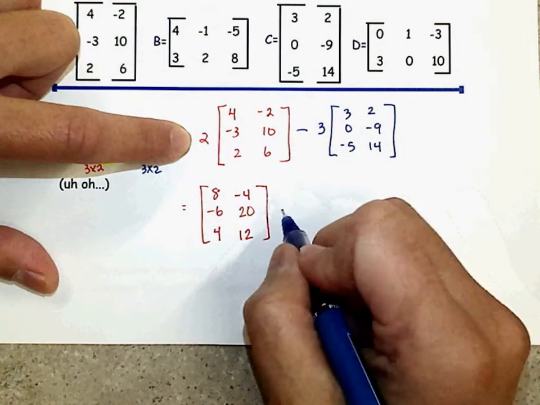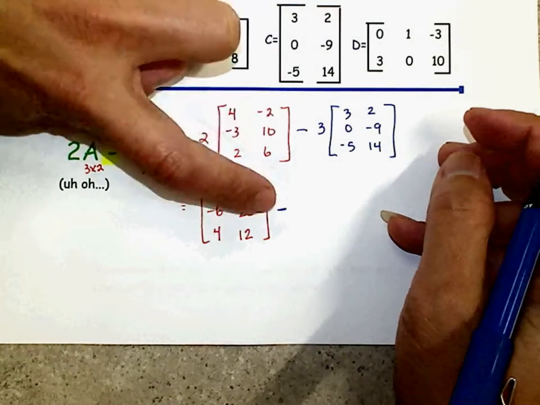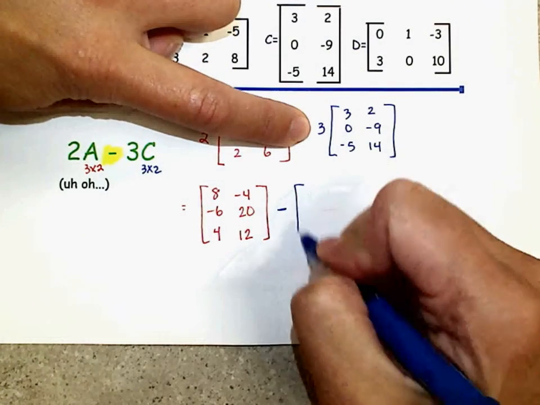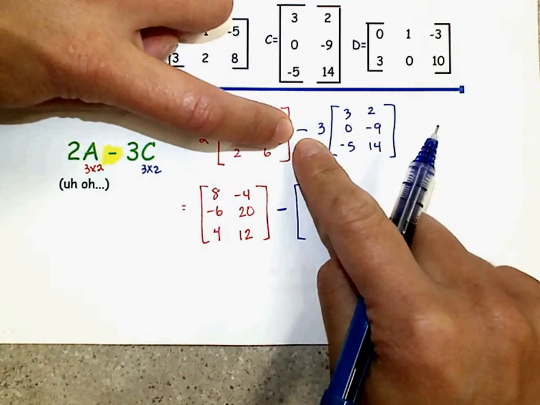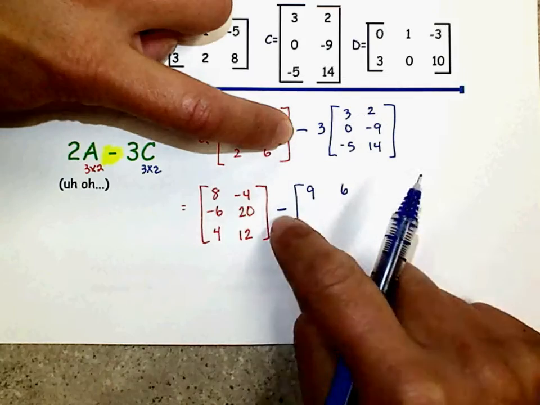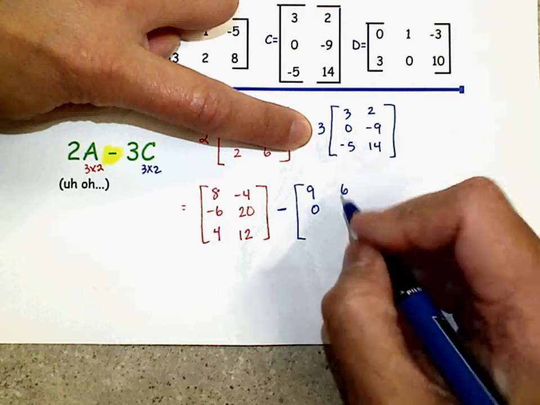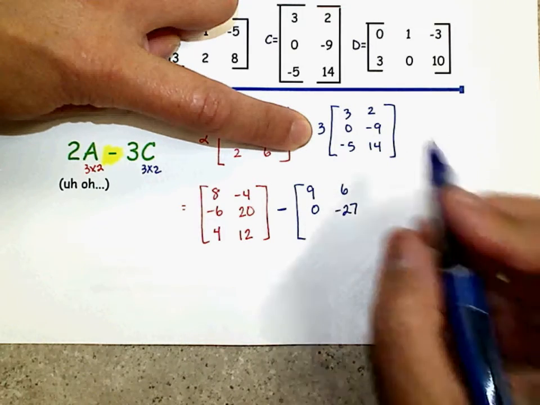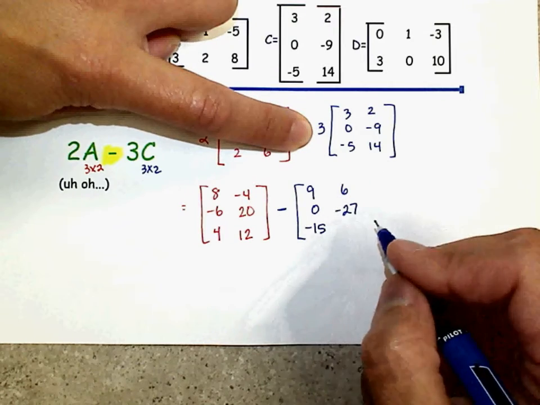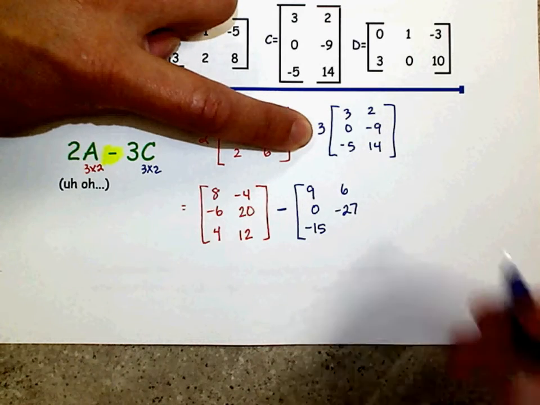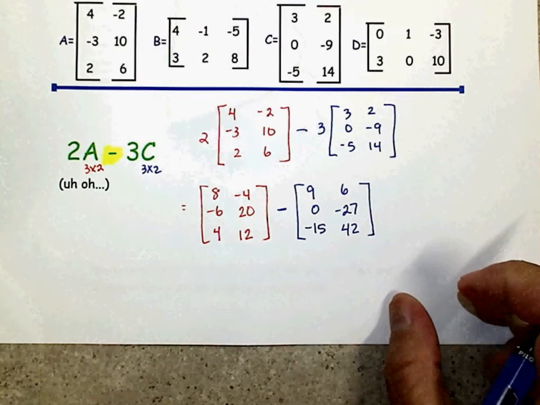Minus. I'm going to totally ignore this negative because I wrote it down here. 3 times 3 is 9. 3 times 2 is 6. Now, if you want to do that negative, this would become a plus. That's up to you. 3 times 0 is 0. 3 times negative 9 is negative 27. 3 times negative 5 is negative 15. 3 times 14 is 42, I believe. Yep, I was just using the calculator to double check. Now you are going to simplify, because you got a minus right there.